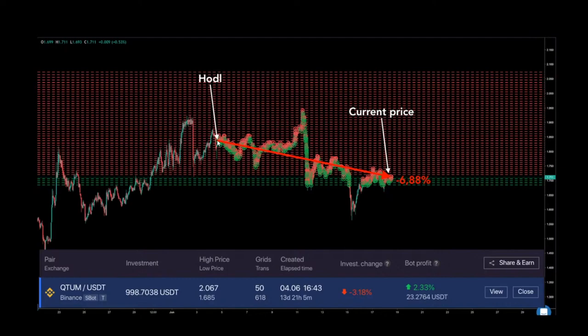So from that price point where you purchased it, if you would hodl until that point, you would be at minus 6.88%. But thanks to the bot, which managed to generate returns even on this downfall, the profit generated by the bot offsets the negative impact overall. That's why you only end up with a minus 3.18% investment change, compared with minus 6.88% if you would just buy Quantum in hodl mode.